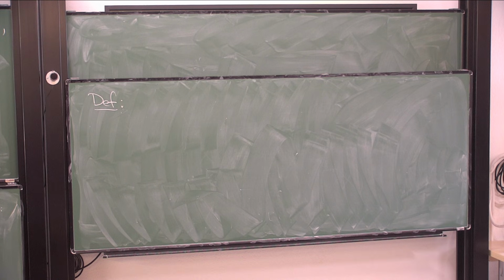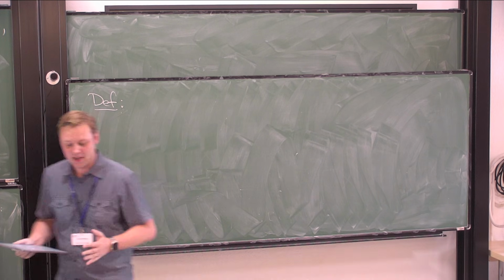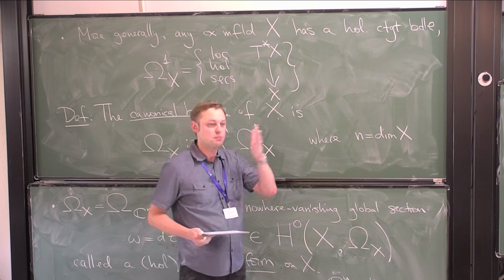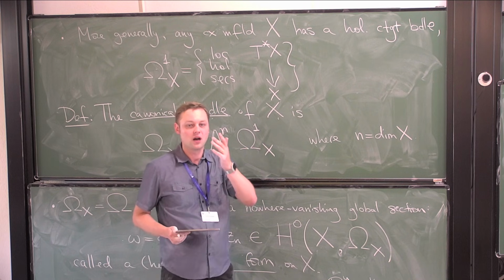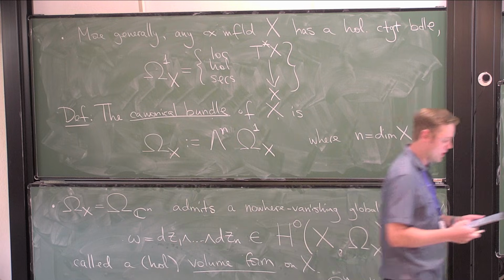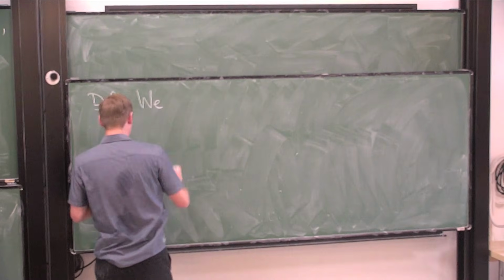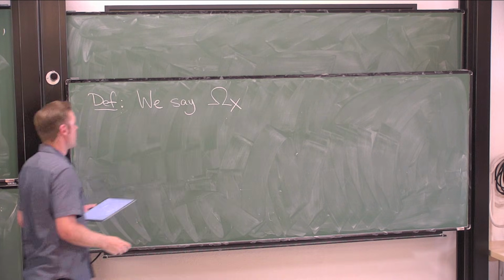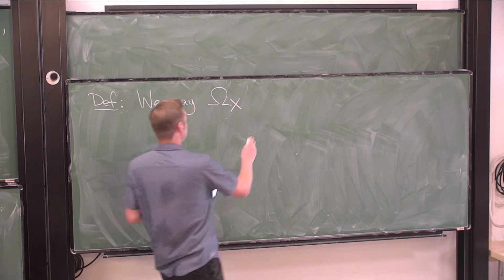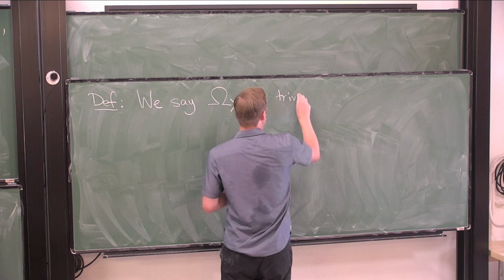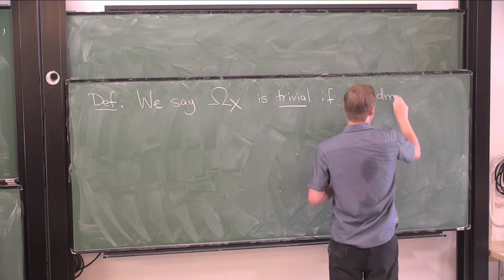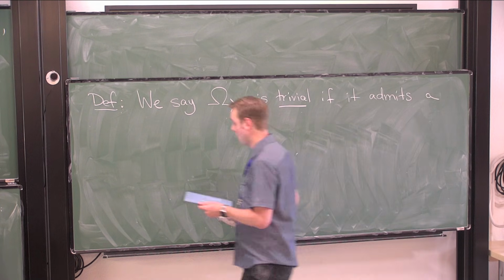Right. So what I was saying is that we have identified an important subclass of complex manifolds which may have this property of admitting a volume form. Not all of them do, but some of them do, and so these are the ones that we'll want to focus on. So we say that this canonical bundle, omega X, is trivial if it admits a nowhere vanishing global section.